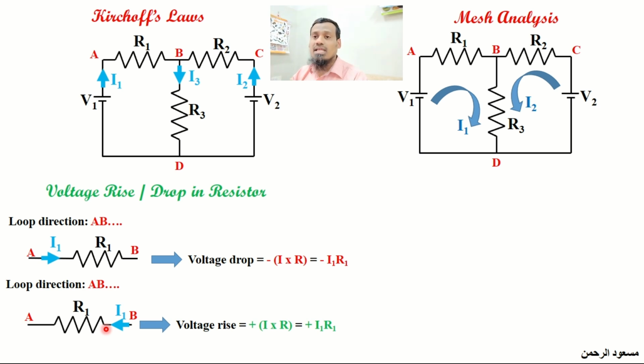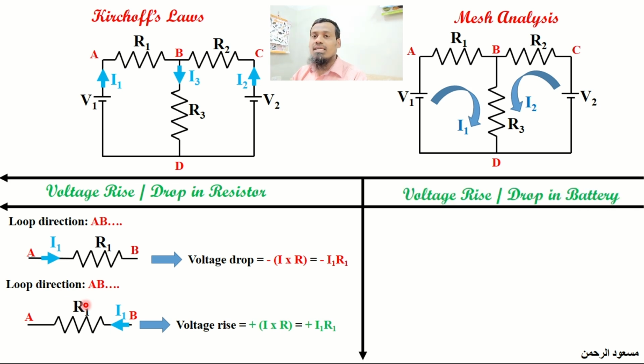So if it is a voltage rise, we will start it with a positive sign, plus the amount of the voltage. V is equal to I into R, so it is I1 multiplied by R1. These are the two logical ways where we can mean the voltage to be a rise or drop. And we will go into the battery case, voltage rise and drop in batteries.